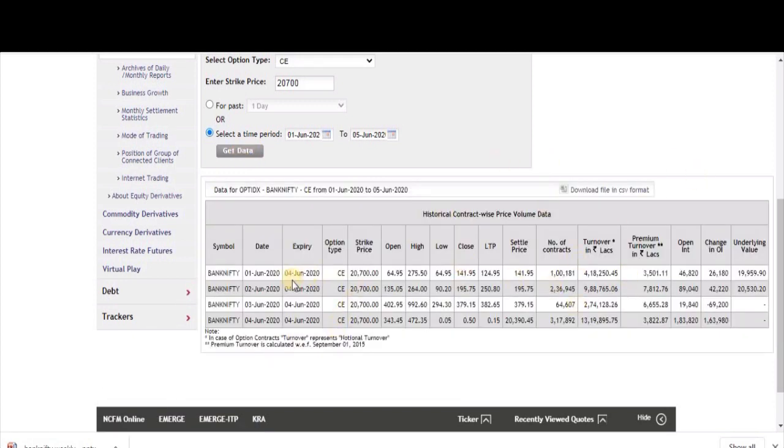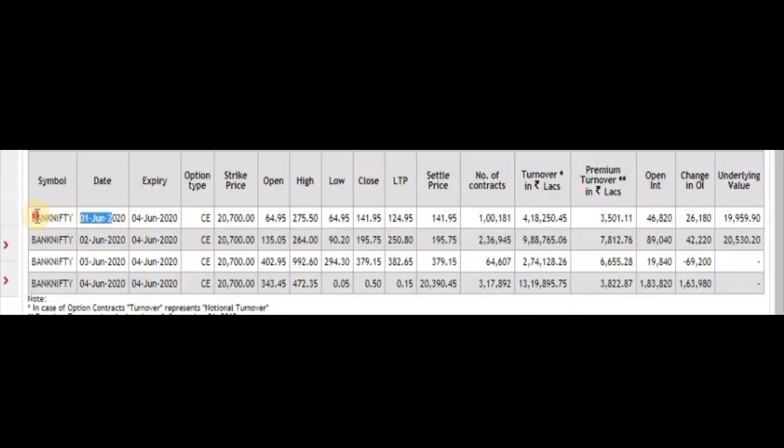So what it says is that on the very first day, the Bank Nifty call 20,700 opened at 64 rupees, and the high was 2,275 rupees. The low and open were the same, and in between it actually came somewhere around 100 rupees.